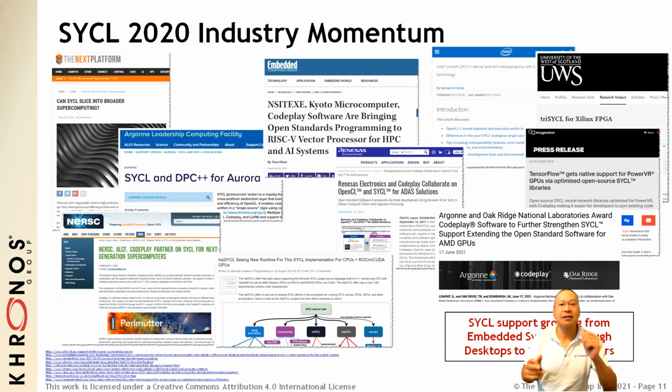There is the NSITEXE and Kyoto Microcomputer joint work using SYCL on the RISC-V vector system. There's triSYCL for Xilinx FPGA work from the University of West Scotland. There is the Renesas and Codeplay collaboration using SYCL and OpenCL on their R-Car ADAS solution. There's the HPC implementation for AMD ROCm and CUDA GPUs. And there is the TensorFlow native support on PowerVR using optimized libraries.